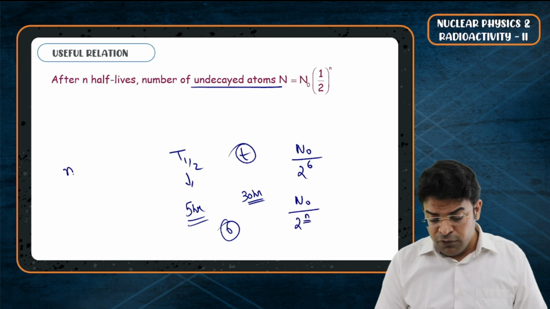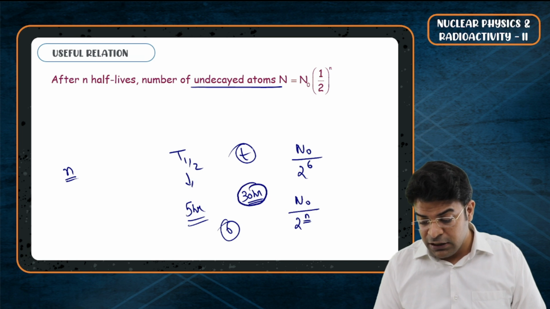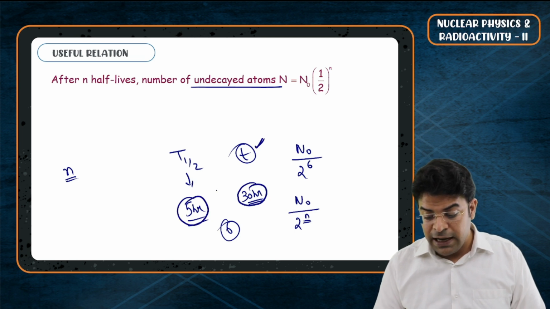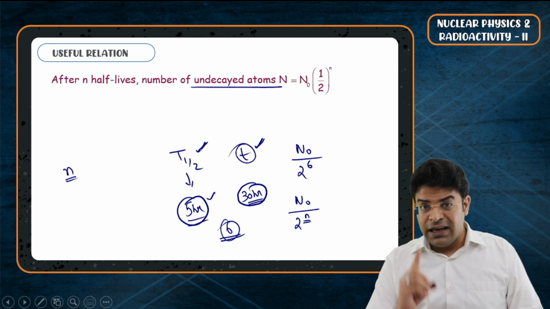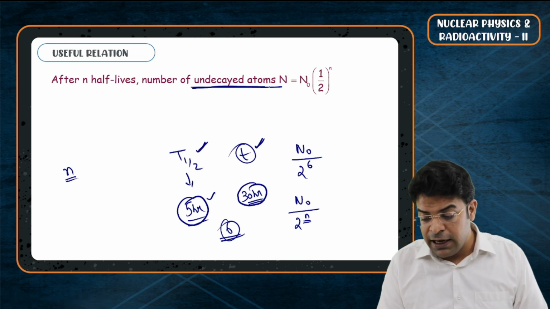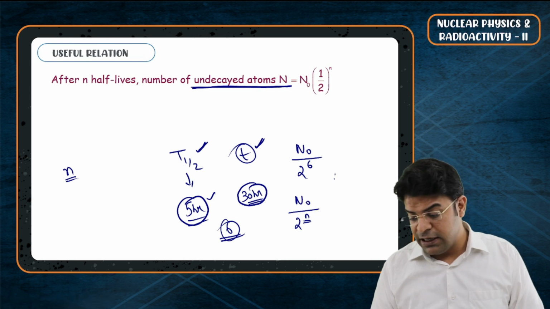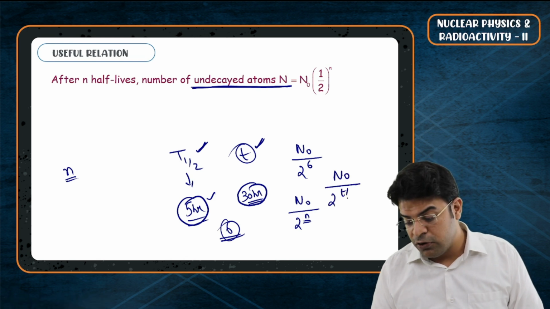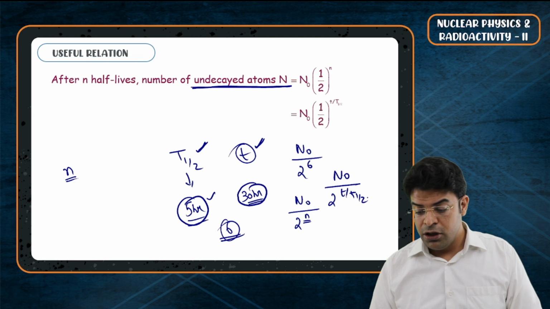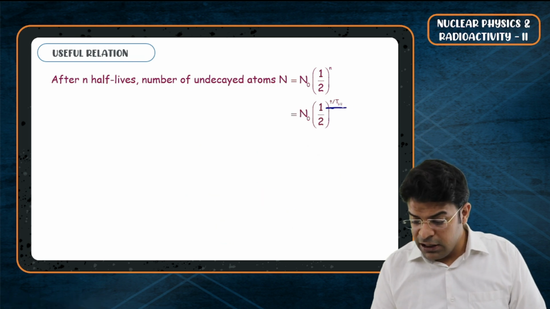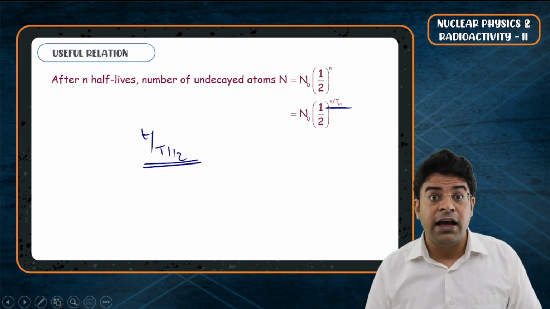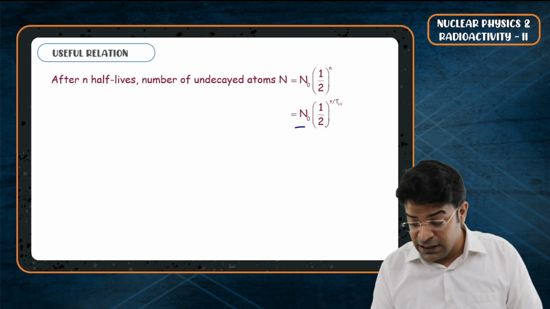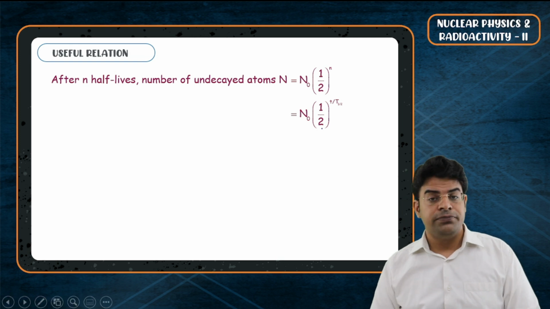And the number of half-lives completed is nothing but the time frame divided by the half-life. So you can even write the number of undecayed nuclei after a time t as N0 upon 2 raised to power of t upon t half. Because t upon t half represents the number of half-lives completed. This is the important relationship that you should know.